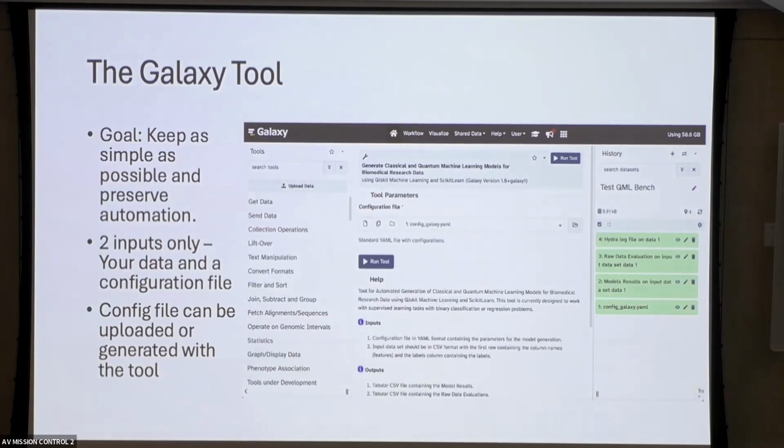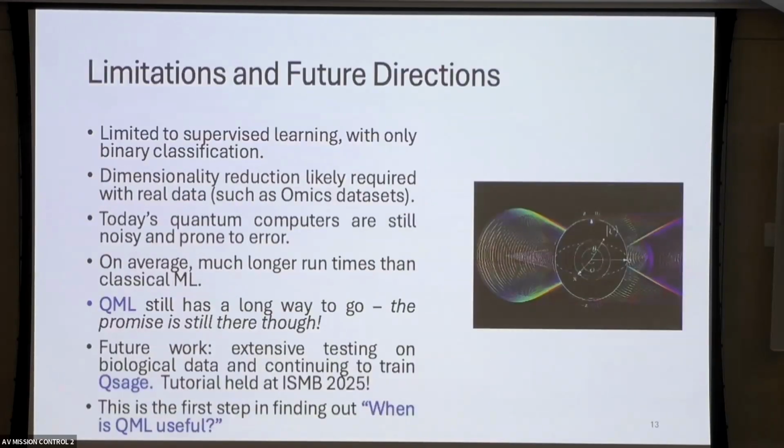So the Galaxy tool that I'm developing to go along with this, I'm trying to keep it as simple as possible. I want it to be as automated as the original source code, right? So a user just has two inputs: a config file, and then the data set you want to feed it in the form of a data frame that's classically labeled. And the config file can either be uploaded or developed on the fly.